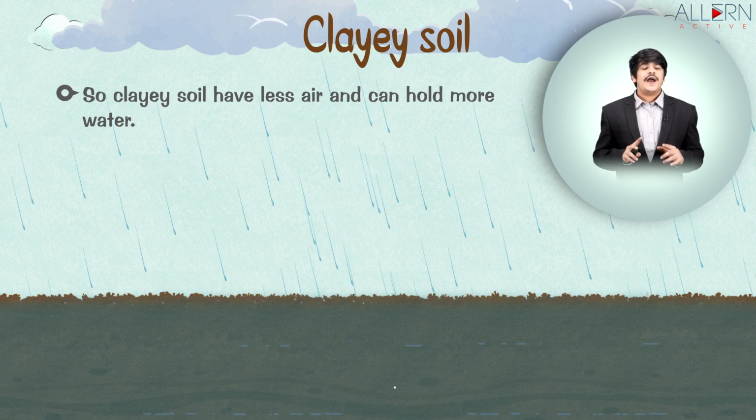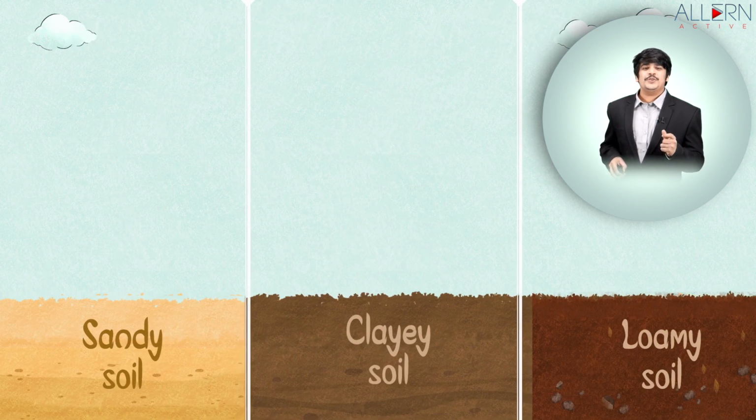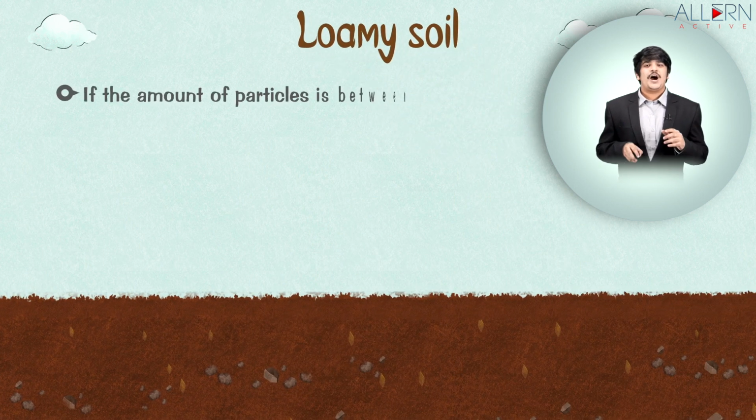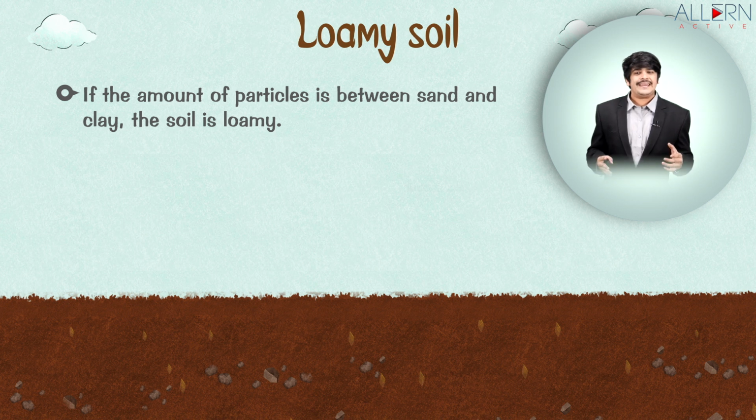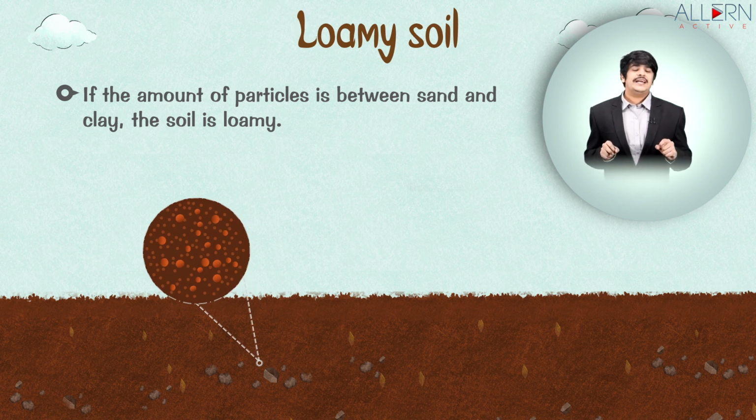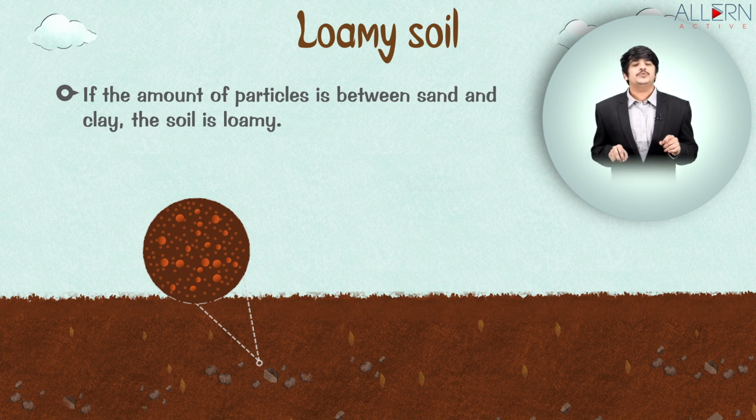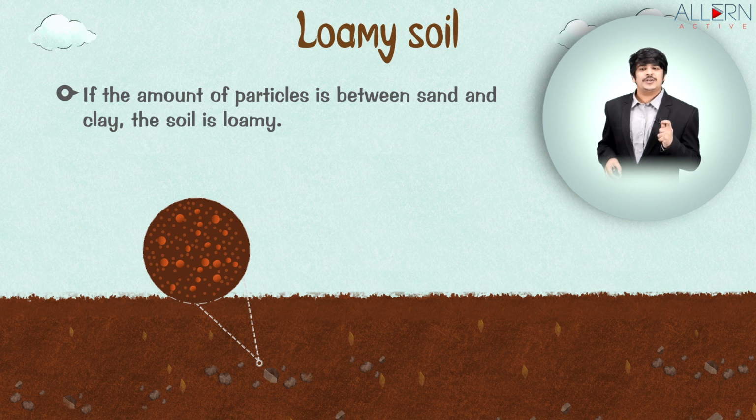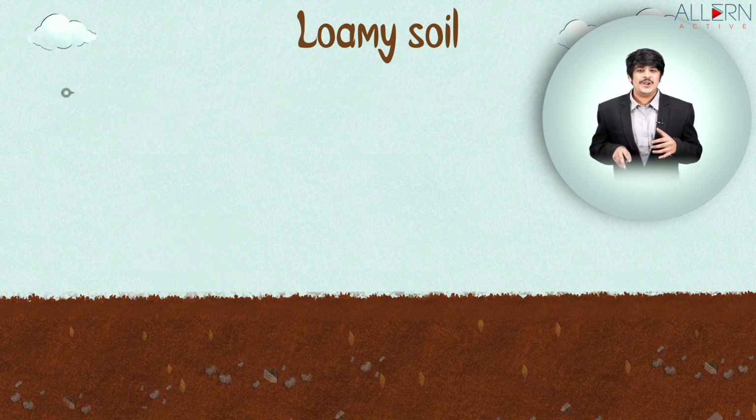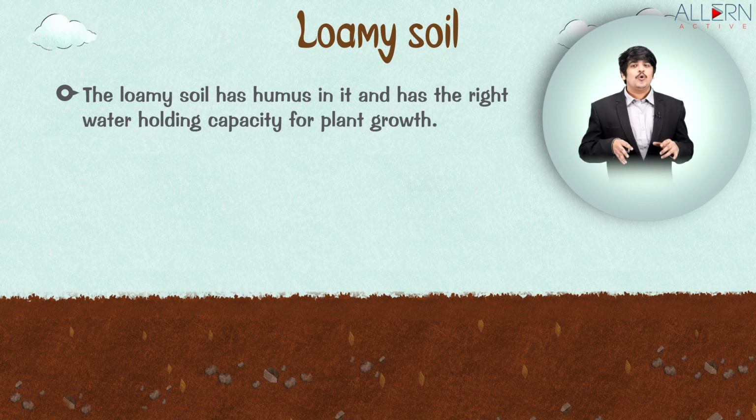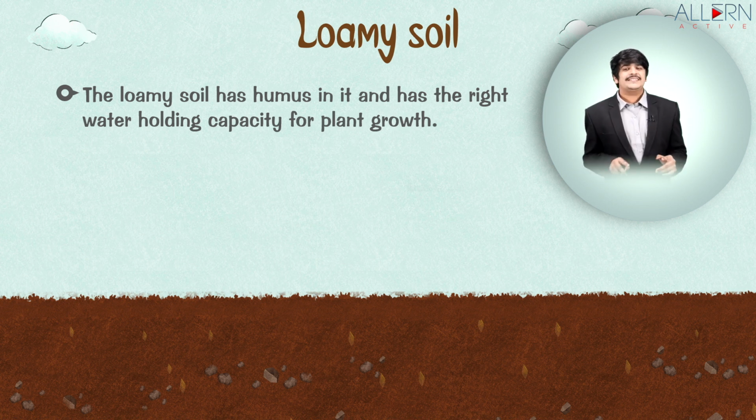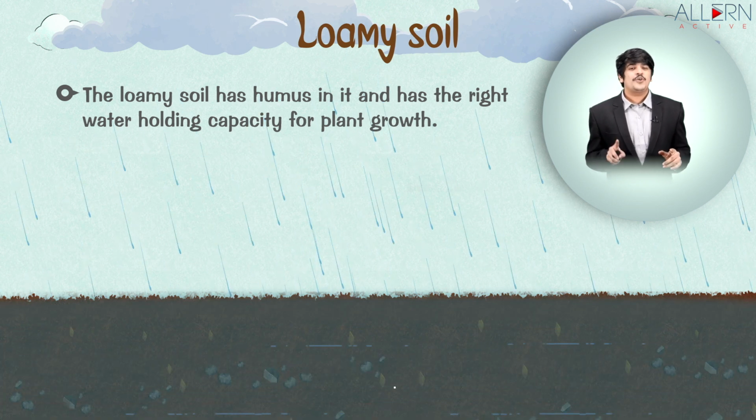Wonderful, isn't it? The final kind of soil that we are going to discuss in this particular module is loamy soil. If the amount of particles is between sand and clay, the soil is considered to be loamy. So in this particular case, one must understand that as far as sandy soil is concerned, the largest particles are present in maximum amount. For clay soil, the smallest particles are present in the largest amount. But if the amount of particles is between sand and clay, the soil is considered to be loamy. One must also understand that loamy soil also has humus within it, and it has entirely the right water holding capacity for plant growth.